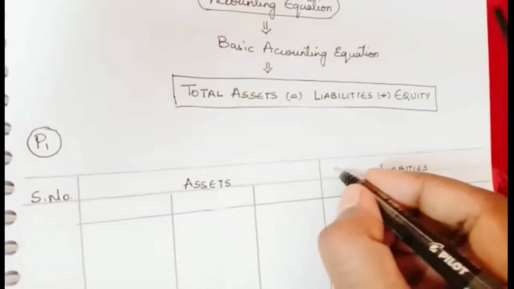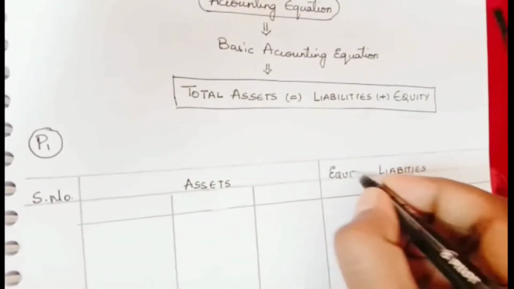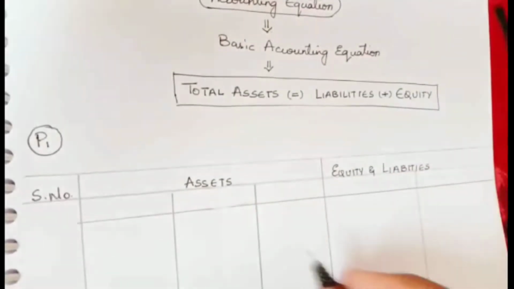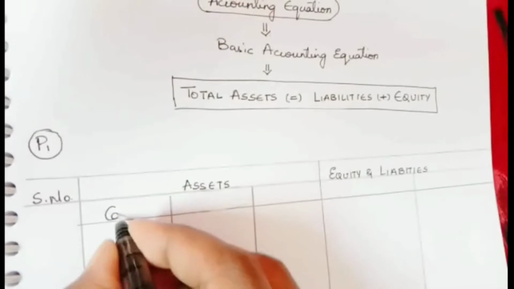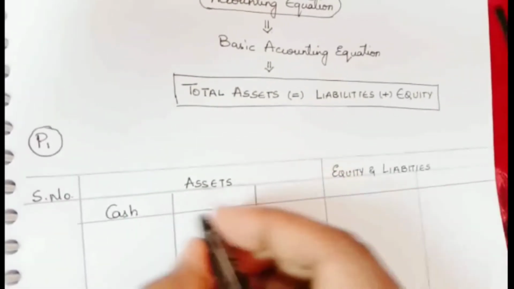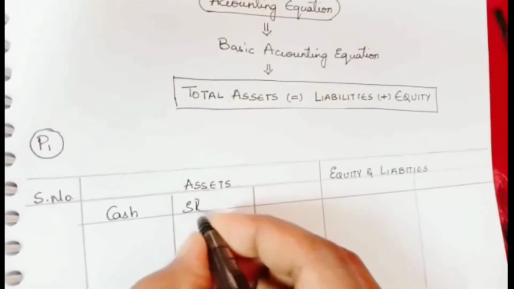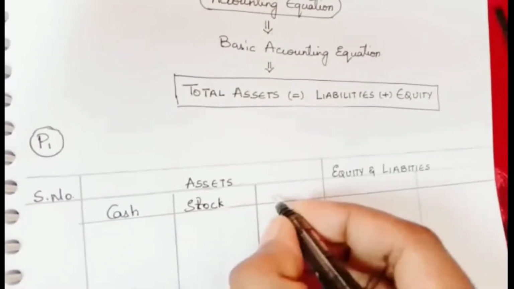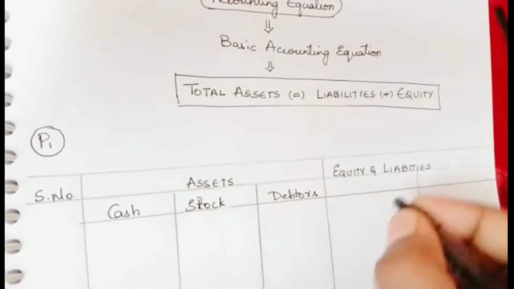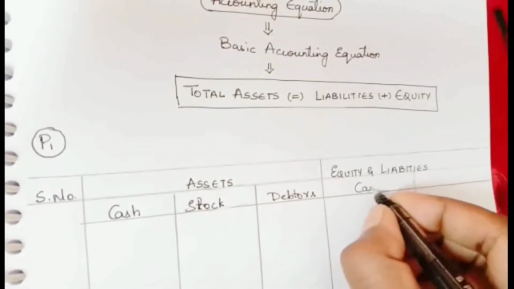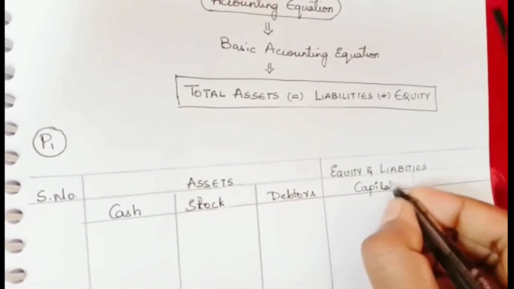Okay, presentation is very important in these problems, because it plays a very important role in securing the marks. So first we prepare the cash and stock. On the face of the question we can identify some heads of the balance sheet, that is cash, stock, debtors, since there is a credit sale, and capital, and since there is a credit purchase, the creditors head.